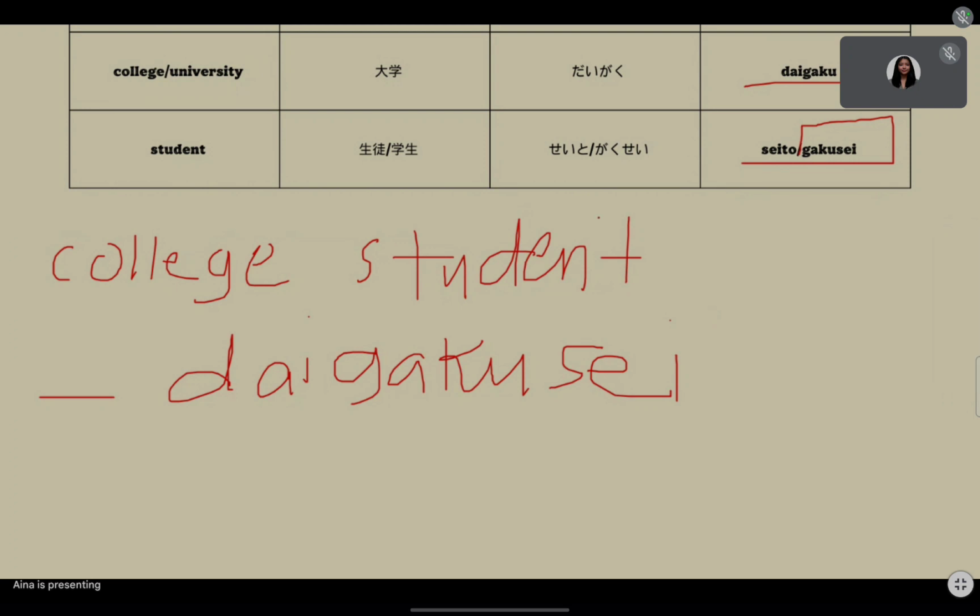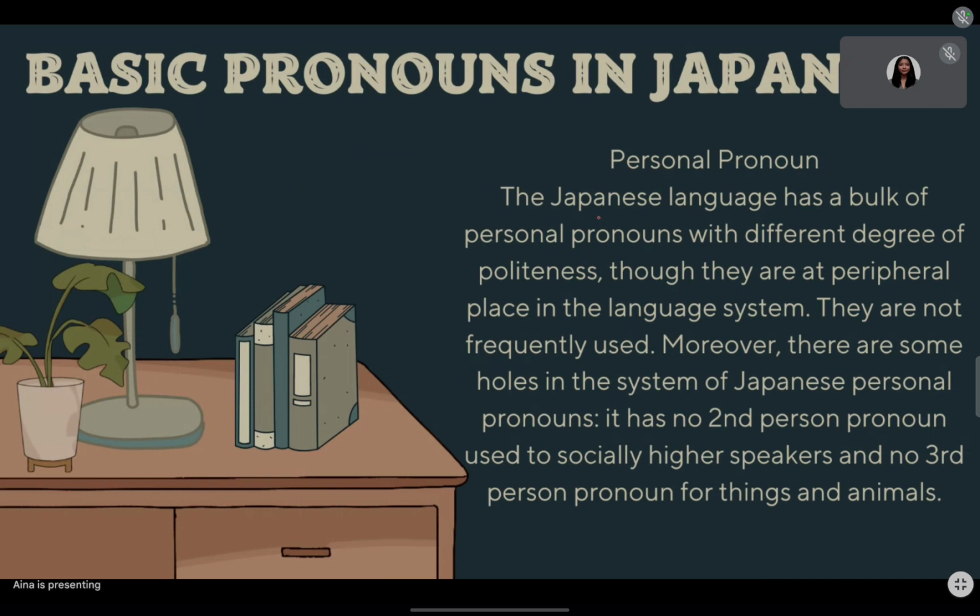Okay, next is basic pronouns in Japanese. So personal pronoun, the Japanese language has a bulk of personal pronouns with different degrees of politeness, though they are at a peripheral place in the language system. They are not frequently used. So moreover, there are some holes in the system of Japanese personal pronouns. It has no second person pronoun used to socially higher speakers and no third person pronoun for things and animals.